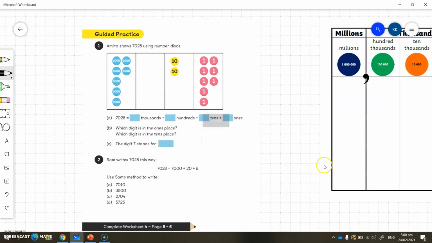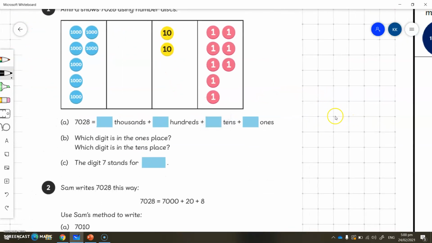Now, if we go back to our guided practice, we can break this down to indicate that 7,028 equals, that's right, 7 thousands plus 0 hundreds plus 2 tens plus 8 ones. We're asked now, which digit is in the ones place? If I look to my ones place, what digit is represented? There's an 8 as the digit in the ones place.